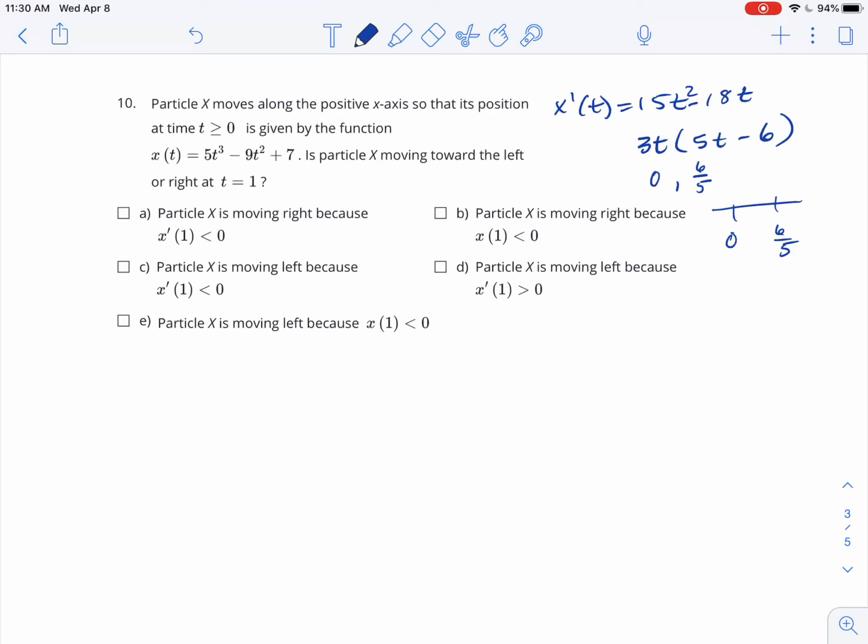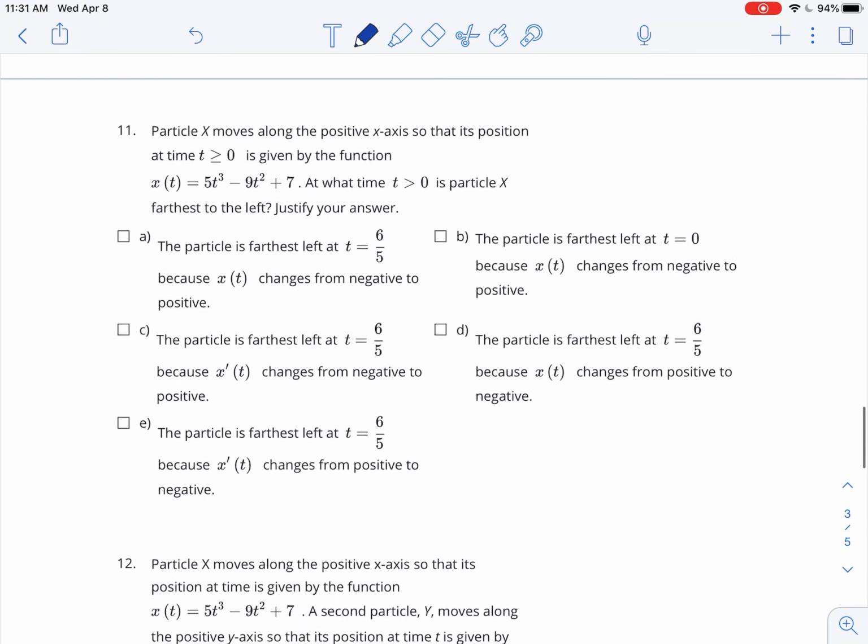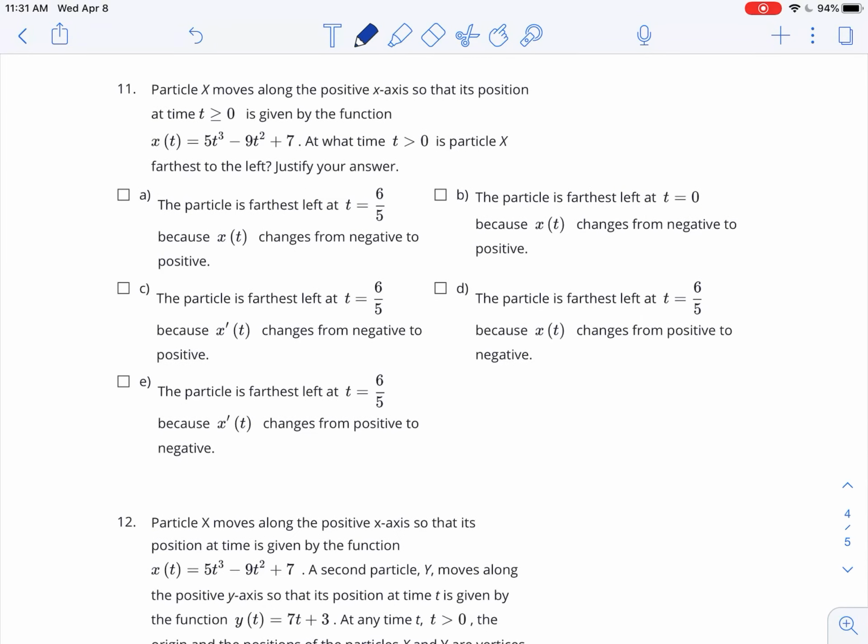If I test these intervals, actually, all I have to do is, I don't have to test intervals. Let's just evaluate the derivative at 1. So let's just do that. Sorry, guys. So if I plug in 1, that's going to be 15 minus 18. That's negative, because x prime of 1 is less than 0. And we're moving left, so I believe it's this guy.